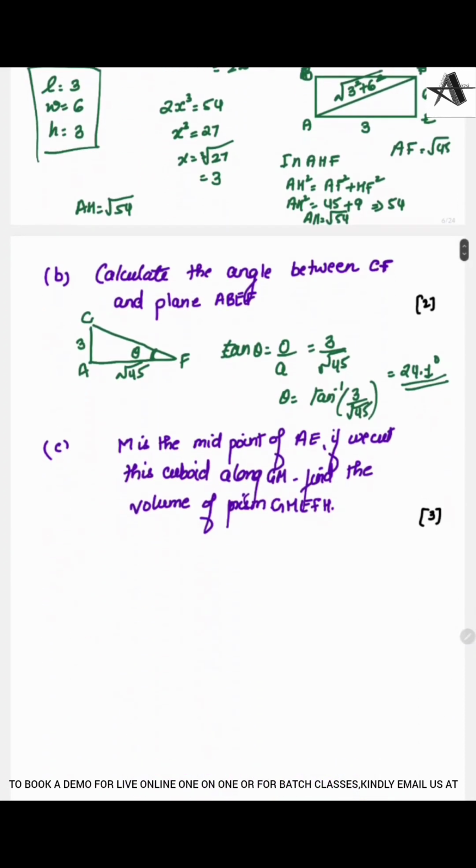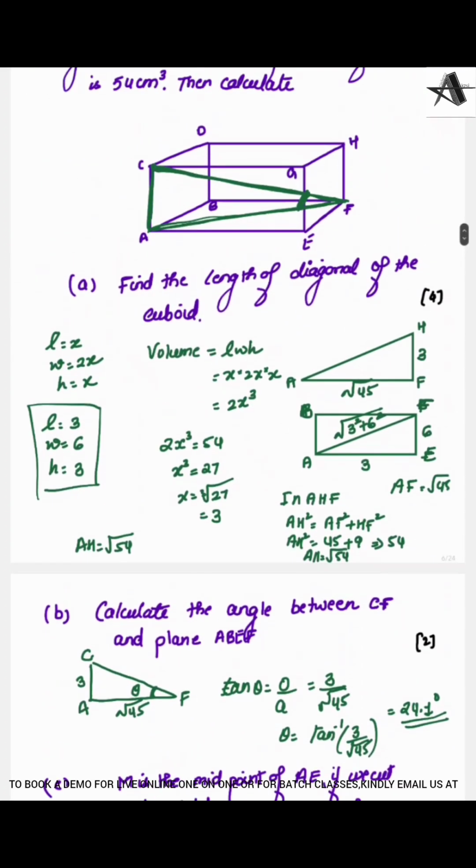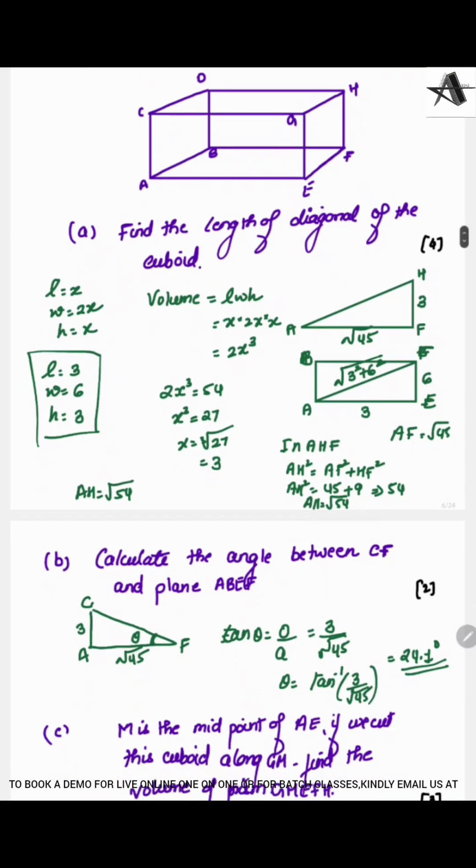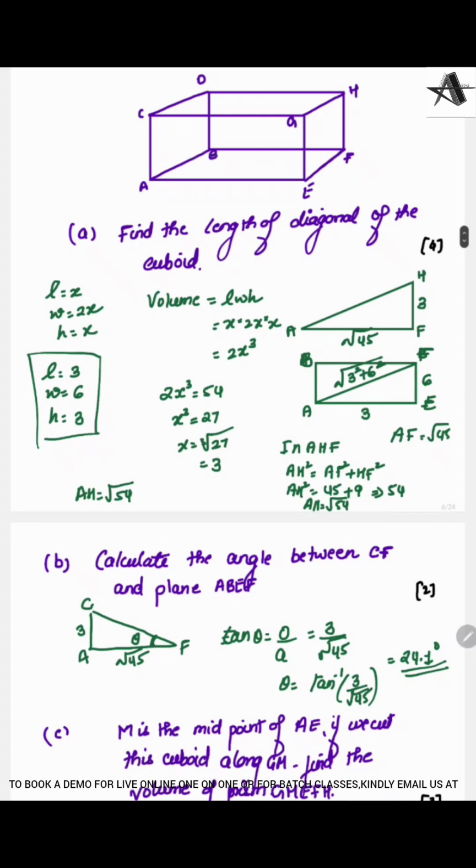There is a third part as well. M is the midpoint of AE. If we cut this cuboid along GM, find the volume of the prism GMEFH. Okay, now I just need to delete this again. Right. So M is the midpoint of AE. This is AE, so M is the midpoint that should lie here. If we cut this cuboid along GM, G to M, this one. If we are cutting along this, what will it be? To understand it, if I cut it, it will look like this one.